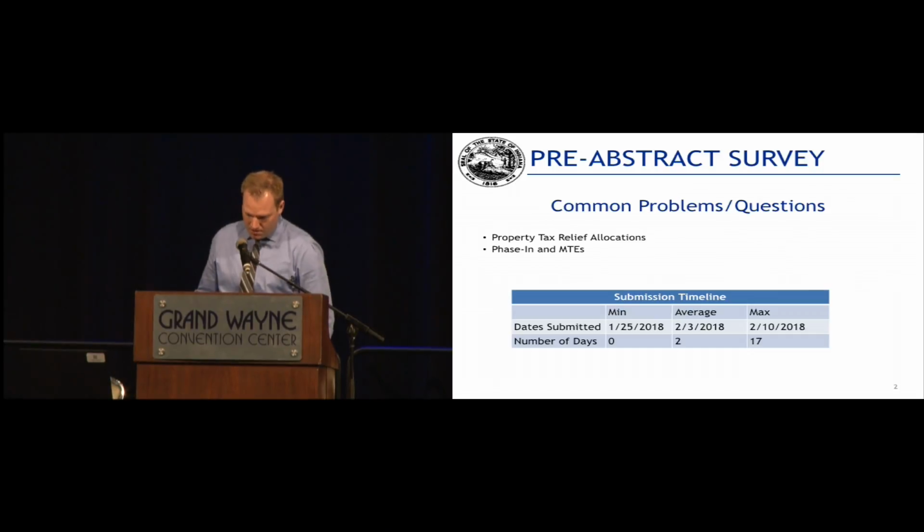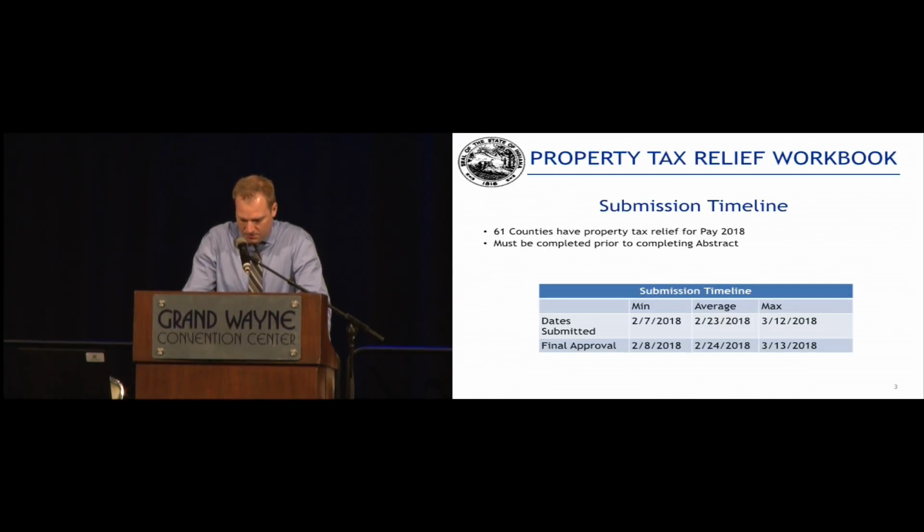Next, we were going to talk about your property tax relief workbook for the 61 counties who do have property tax relief. This is a workbook that must be completed prior to completing your abstract. That's because your property tax relief rate that's calculated from your workbook is used to compute your property tax relief credits in the taxing districts that it's allocated to.